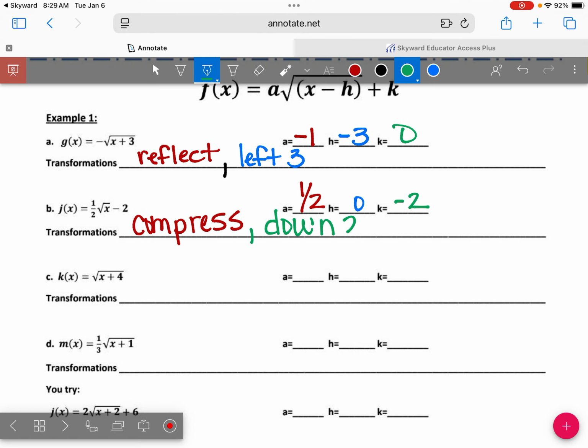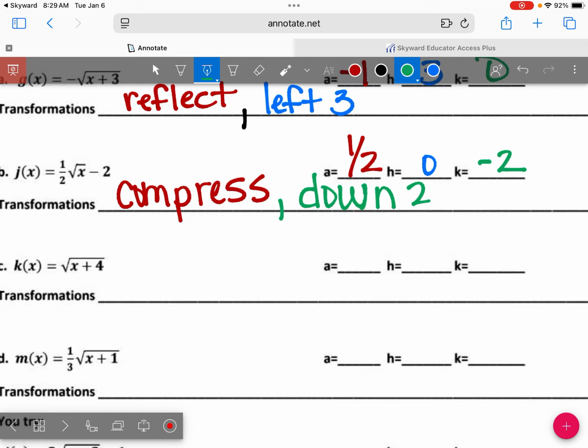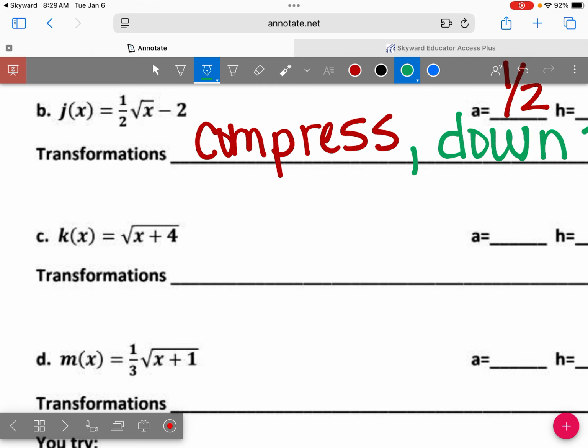All right, last one that we're going to do together. Now, you don't see a number in front. Now, a cannot be 0, okay? If you don't see a number in front of a square root, that means that it's 1. But again, with it being 1, that's the parent. It doesn't make it stretch, compress, or flip. Nothing changes. What do you think this is?